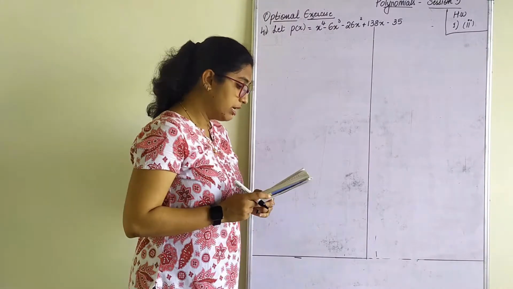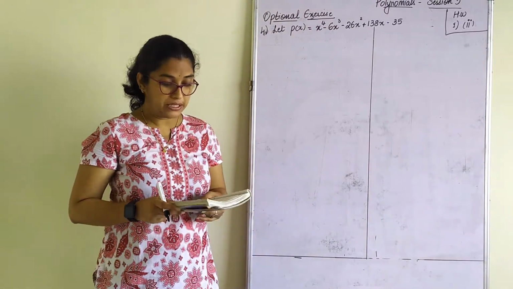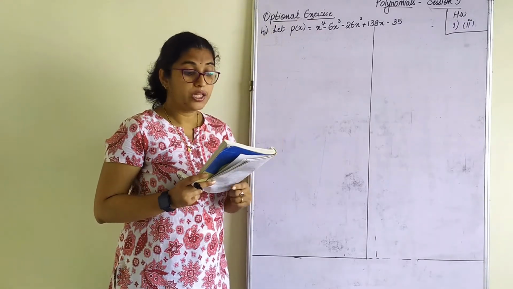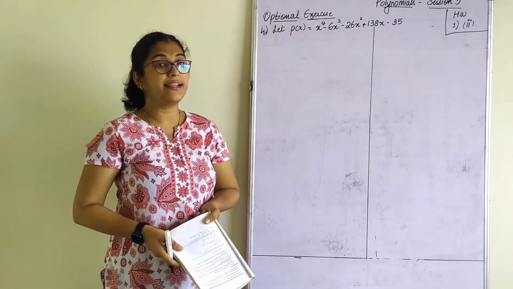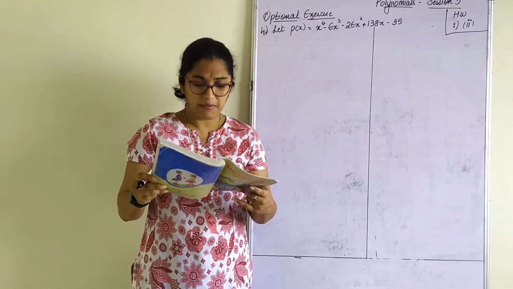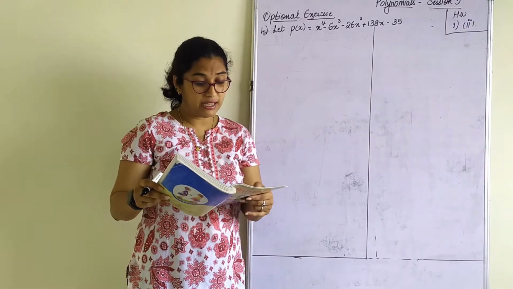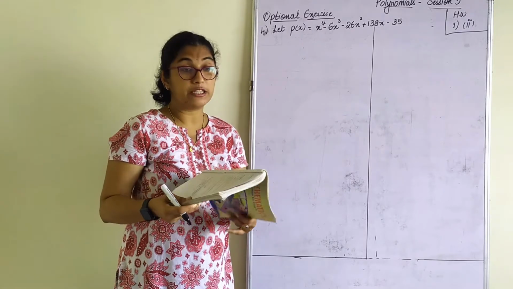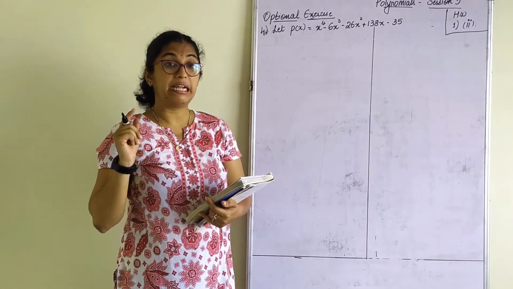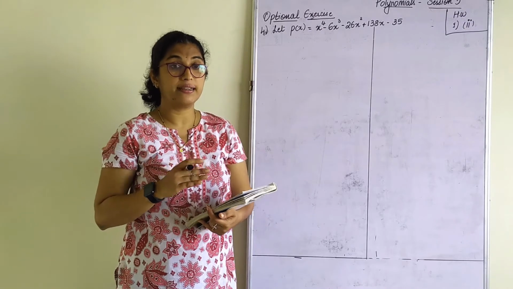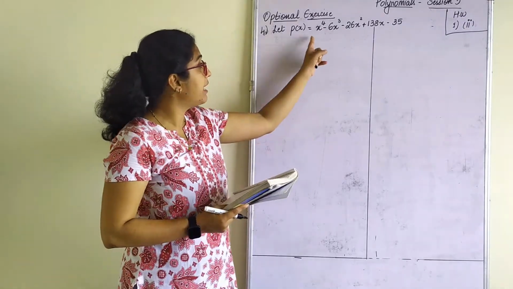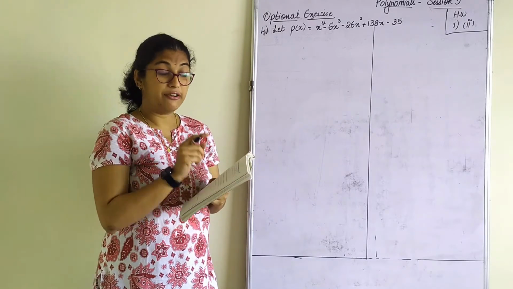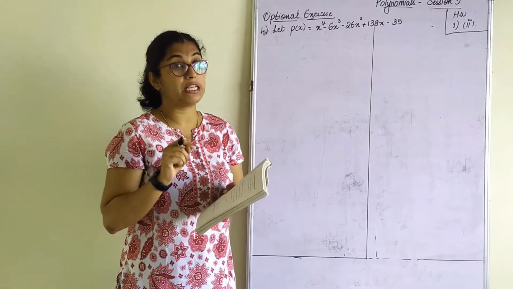Fourth question. If two zeros of the polynomial, it is a biquadratic polynomial, are 2 plus or minus root 3, find the other zeros. This is a similar sum to the one we had done in the previous exercise. Obtain all the zeros of the polynomial if zeros are root 5 by 3 and minus root 5 by 3, which we had done. Similar sum. So they have given us a biquadratic polynomial and two zeros. Now here it is given in the form of 2 plus or minus.